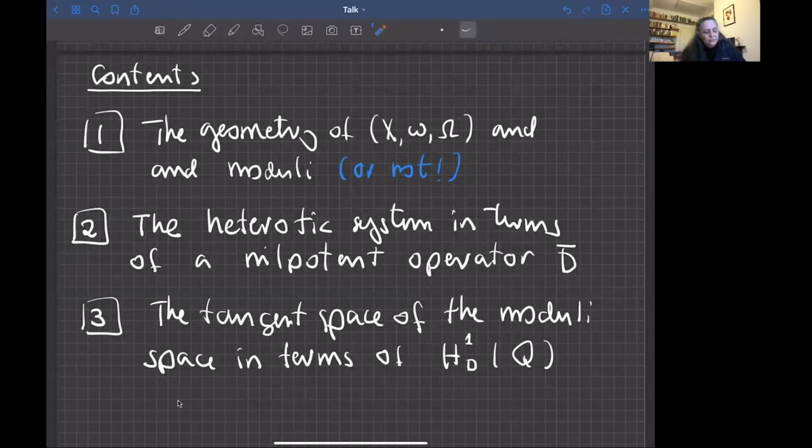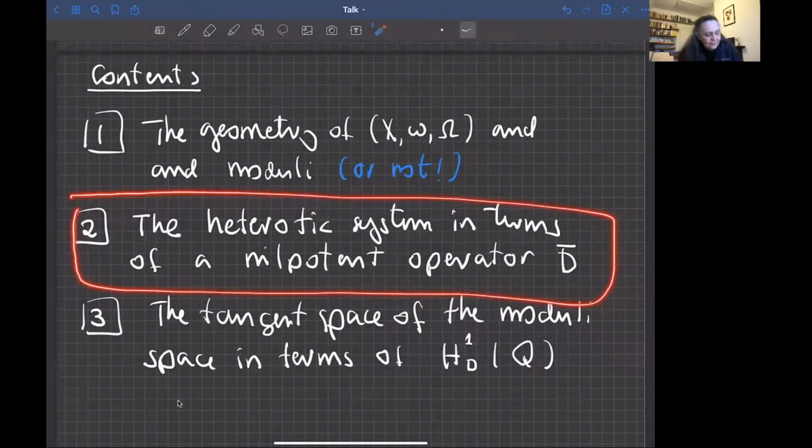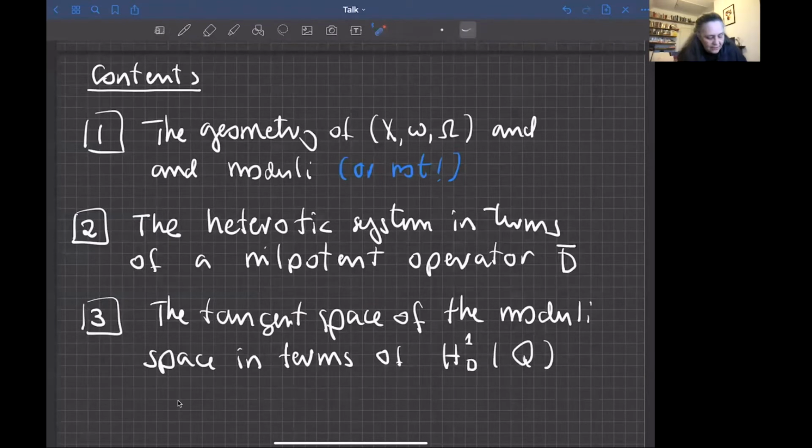Then I'm going to add everything else to this, the bundles and this anomaly cancellation condition. And I'm going to explain that the heterotic system, all those conditions that I just discussed, can be put together in terms of a nilpotent operator. So you can find an operator acting on a relevant extension bundle whose nilpotency is equivalent to the heterotic system.